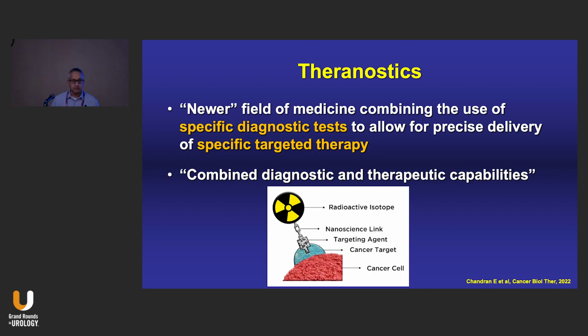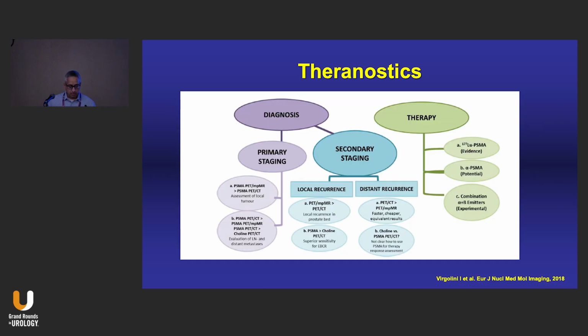The whole idea of theranostics is you have a cancer cell, you have a cancer target, such as PSMA, then you have a targeting agent that binds to that extracellular domain, and then you have a link, and then you have a radioactive nuclide that's compounded to it, thereby being able to deliver very focused and specific targeted therapy.